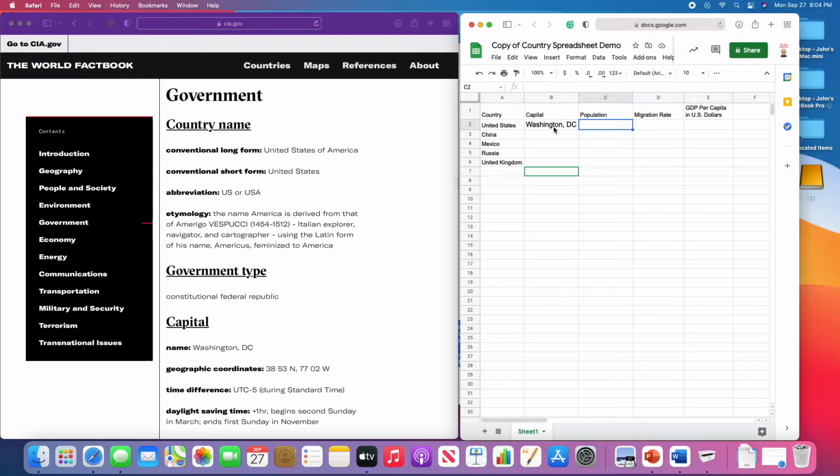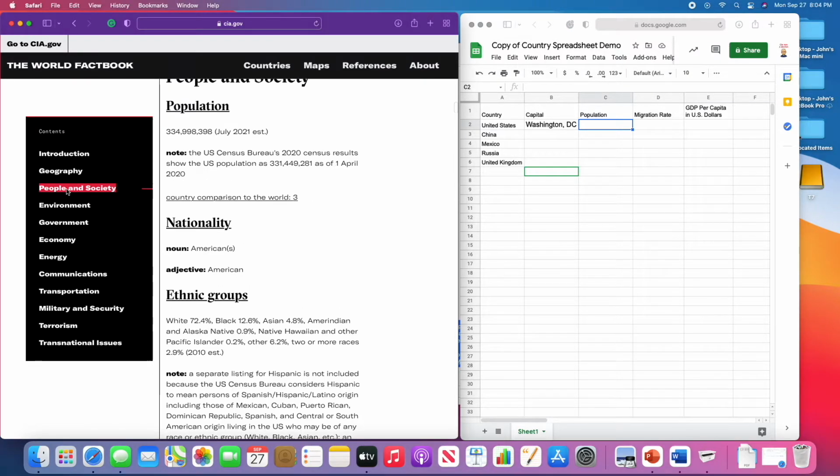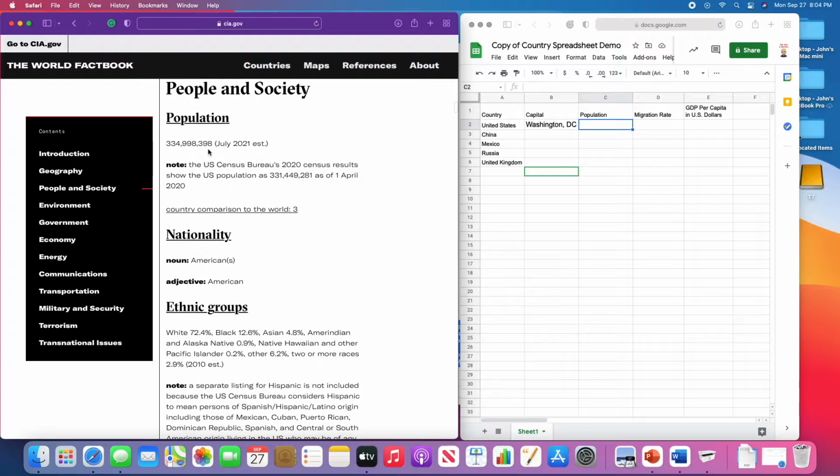Now that we have the capital, the next thing we want to look for is population. Population would be found under people and society. So we click on there, and there it is right at the beginning. It's over 300 million people, almost 400, well, 335 million almost. So we're going to highlight this. Now notice it's got in parentheses July 2021 estimate. And what it is showing is the date this population number was published on this website. So now we're going to copy this, and we're going to paste it here.